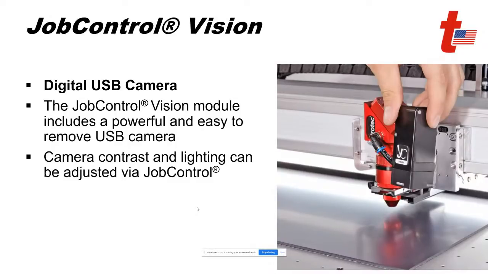Especially on like the patches and stuff like that. So Trotec has the JobControl Vision system, which works on most of our machines. Our Speedy 300 and up all support a JobControl Vision package, and it can be added at any time.